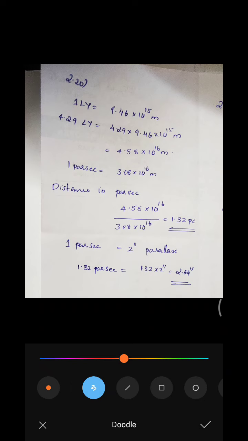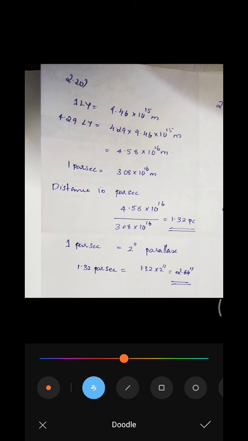2.20. The question is that the nearest star to our solar system is 4.29 light years away. How much is the distance in terms of parsec? So you have to convert that light years value in terms of parsec. And how much parallax would this star, named Alpha Centauri, show when viewed from 2 locations of the Earth 6 months apart in its orbit around the Sun?